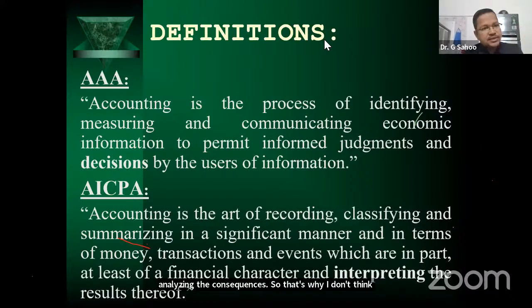So accounting is the art of recording, that means we have to record business transactions. After recording the business transactions, the similar type of transactions must be classified together, grouped together. And after grouping together, then we have to prepare the summary statement in a significant manner. Significant manner means, dear friends, please remember again, it consists of a series of steps. And whenever we are recording these business transactions, we must record in terms of money only. So these business transactions must be financial in character. After that, we will prepare the books of accounts and we will interpret the result.